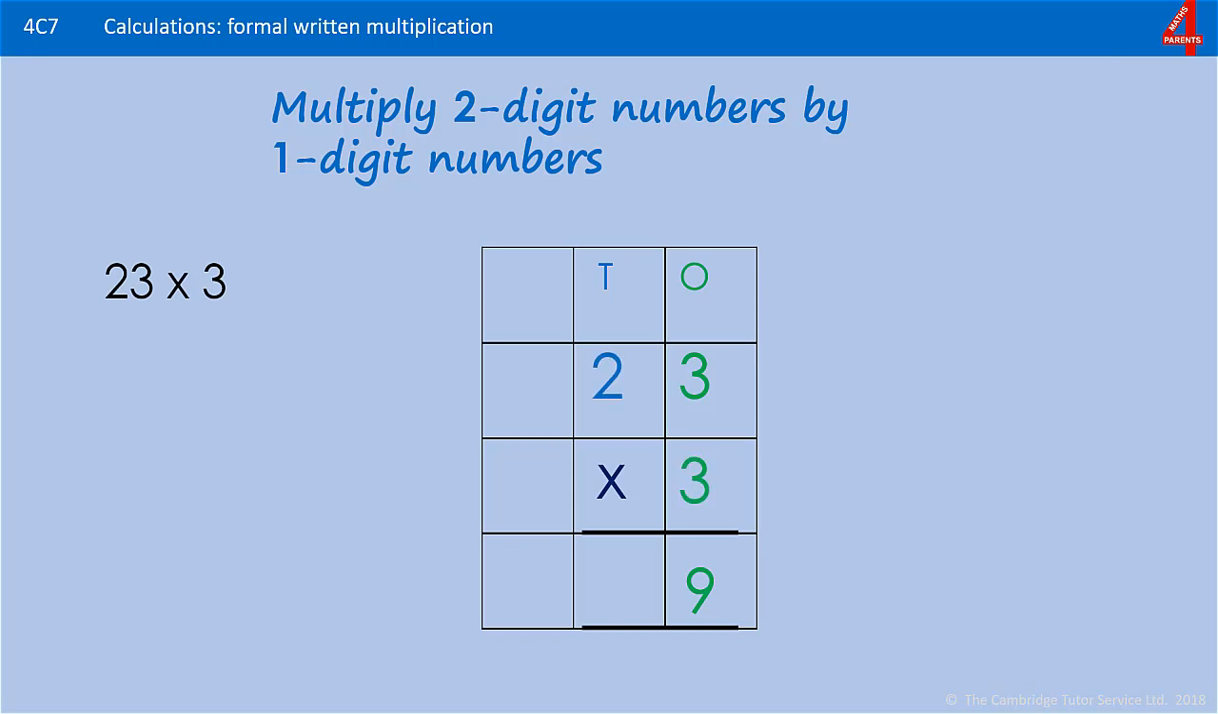Now we have that 3 ones multiplied by the 2 tens. What you're doing here really is multiplying 3 by 20, but you can just say 3 times 2, because when you get that 6, it'll go in the tens column, and it represents 60 anyway. So your answer is 69.